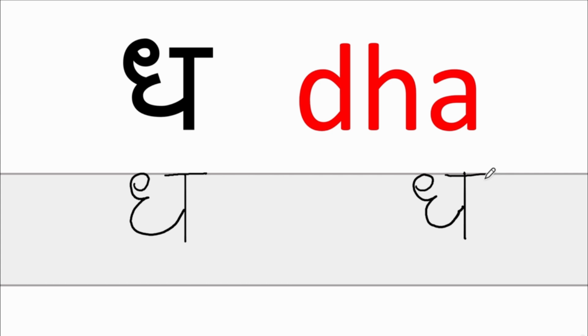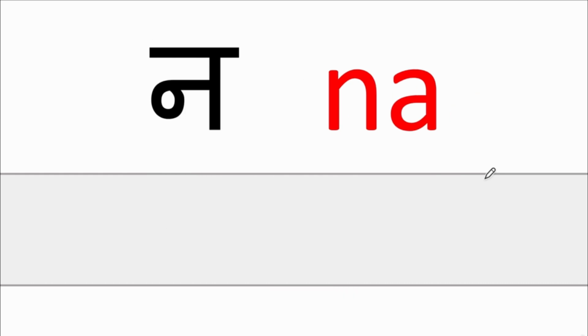Again, be careful between gha of the first line consonant and dha, this fourth line consonant. The difference is the circular part on the top of dha, whereas there is no circular part on gha. Another consonant of the fourth line is na.